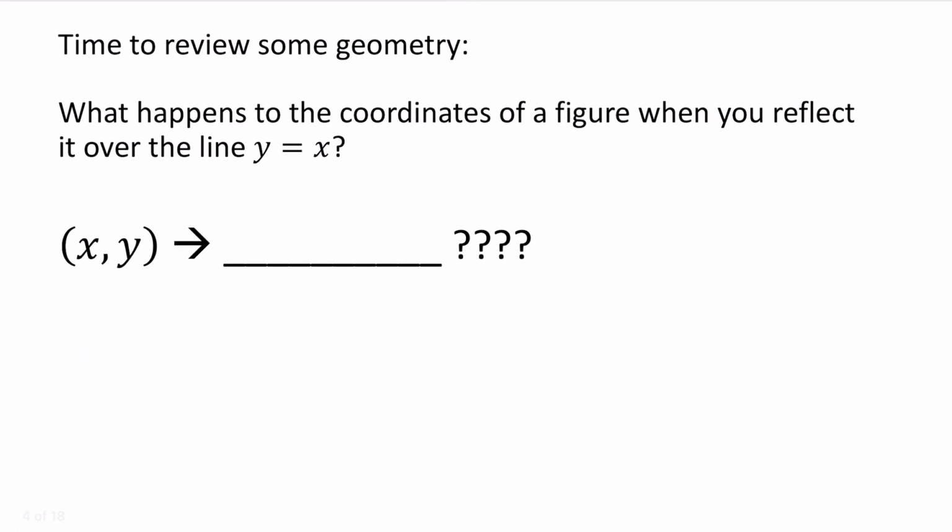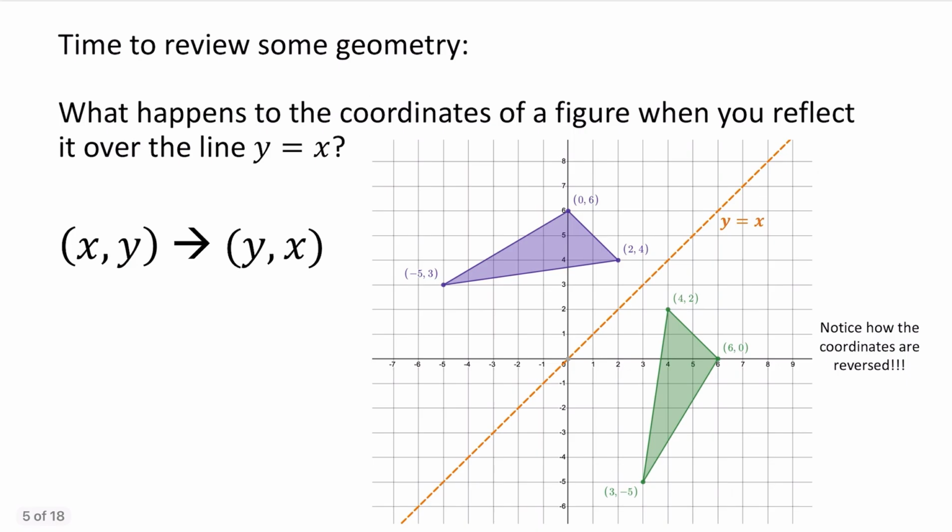Well, think back to geometry. You learned what happens to the coordinates of a figure when you take it and reflect it over the line y equals x. Well, what happens is when we reflect a coordinate over y equals x, we turn (x, y) into (y, x), right? We reverse the order of the coordinates.